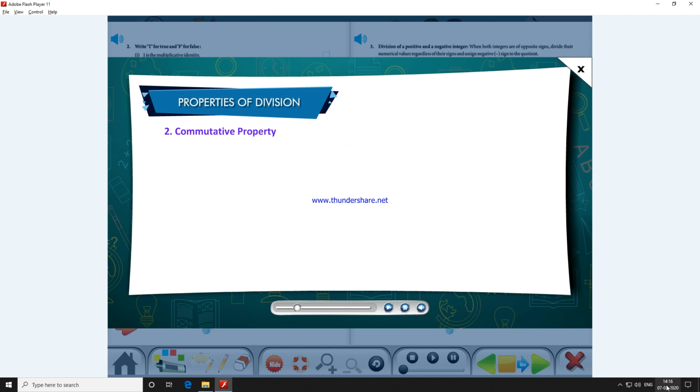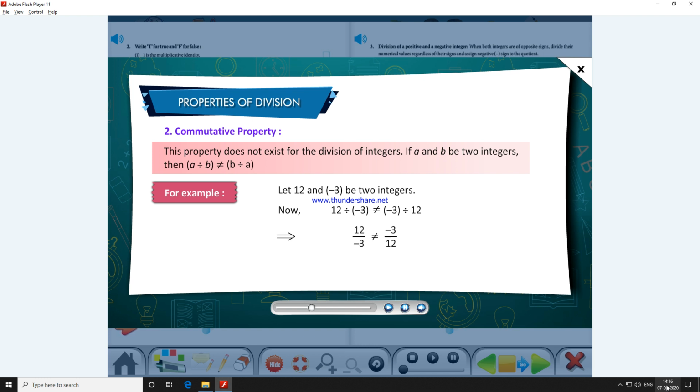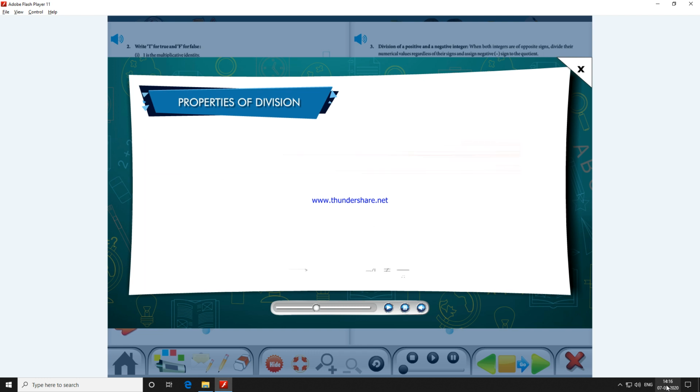2. Commutative property. This property does not exist for the division of integers. If a and b be two integers, then a divided by b is not equal to b divided by a. For example, let 12 and minus 3 be two integers. Now, 12 divided by minus 3 is not equal to minus 3 divided by 12, which implies 12 over minus 3 is not equal to minus 3 over 12, which implies minus 4 is not equal to minus 1 over 4.